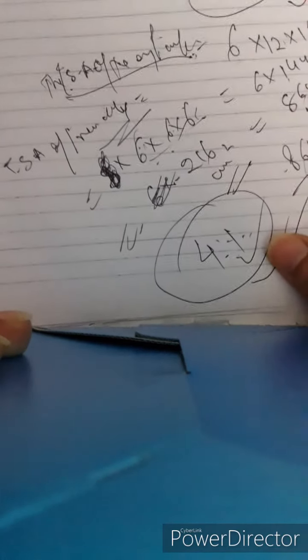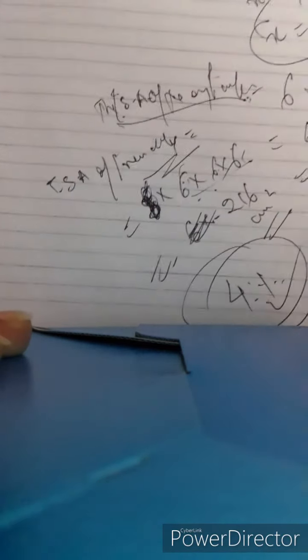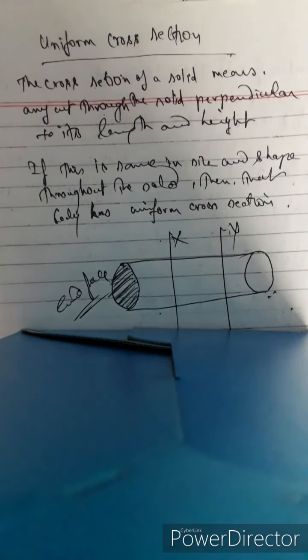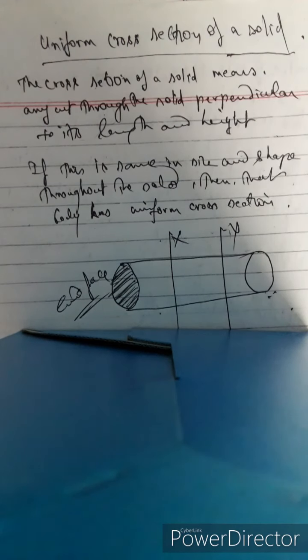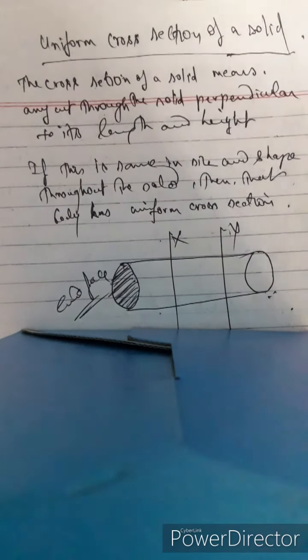Now we'll take a look at another portion of this chapter, that is uniform cross section of a solid. All right, uniform cross section of a solid. Of course it's for a solid only. So what does cross section of a solid mean? The cross section of a solid means any cut through the solid which is perpendicular to its length and height.